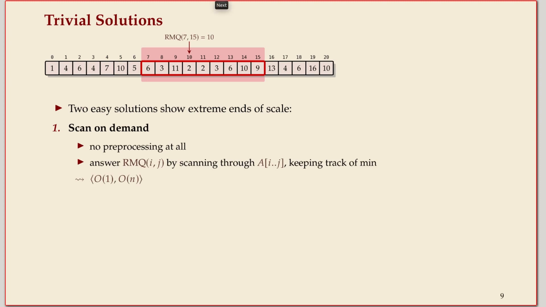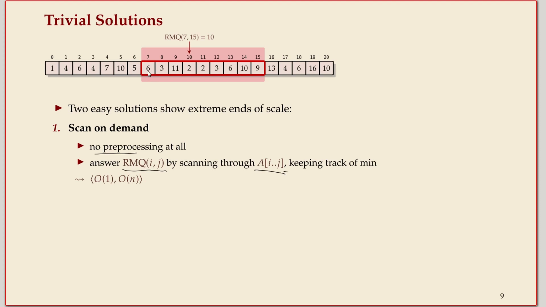The arguably simplest one is don't do any pre-processing, just do nothing at the pre-processing time. And whenever you're asked for a range minimum query, you just scan through this array, keeping track of the minimum, and then you return the position where you found it.